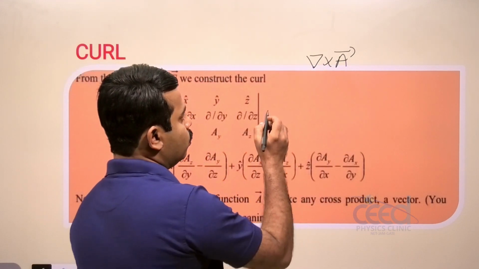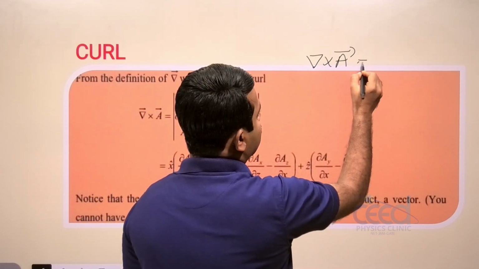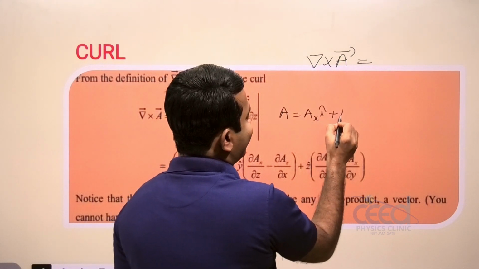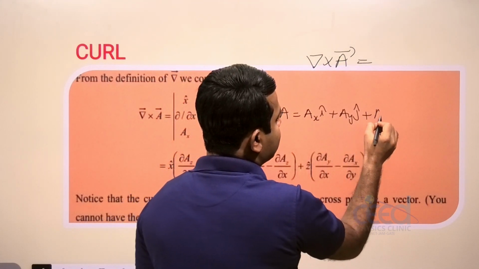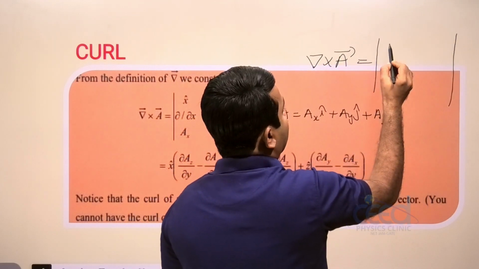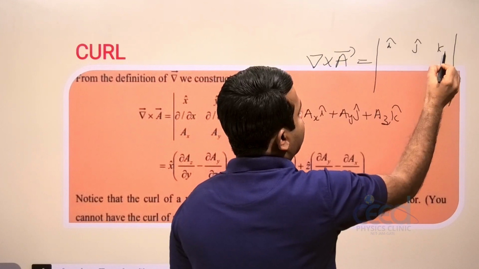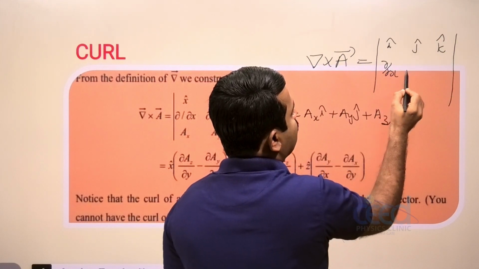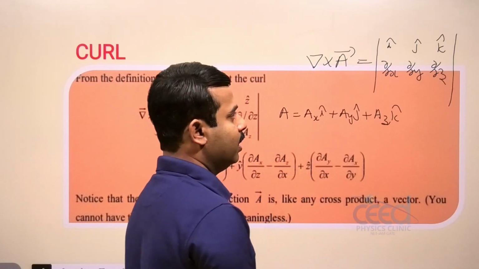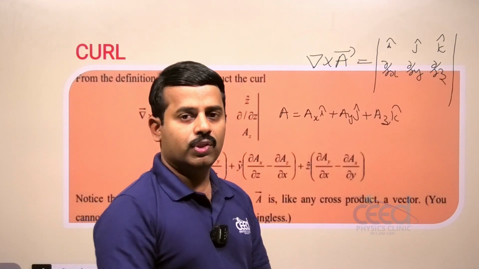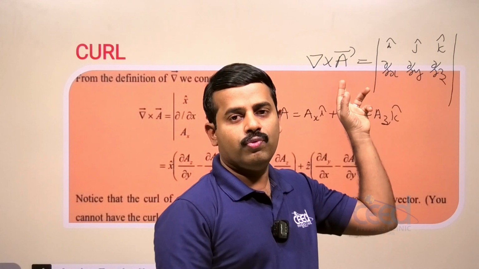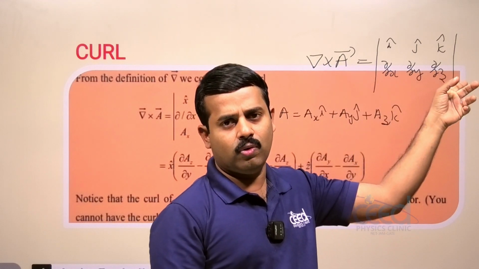So, if A is equal to ax I cap plus ay j cap plus az k cap, how do we find the curl? That is important. I cap, j cap, k cap, dou by dou x, dou by dou y, dou by dou z. We studied how we find A cross B: the coefficients of vector A in the second row and the coefficients of B in the third row.